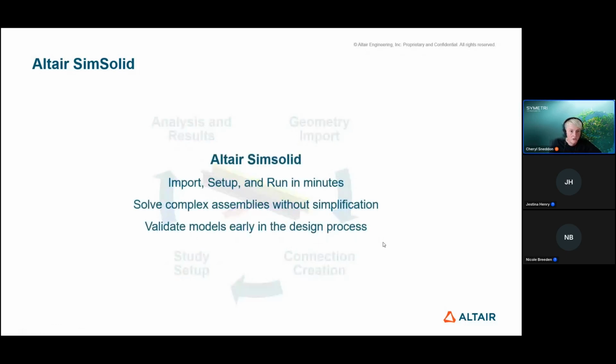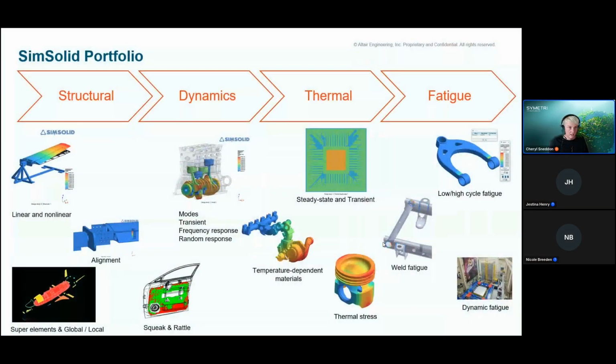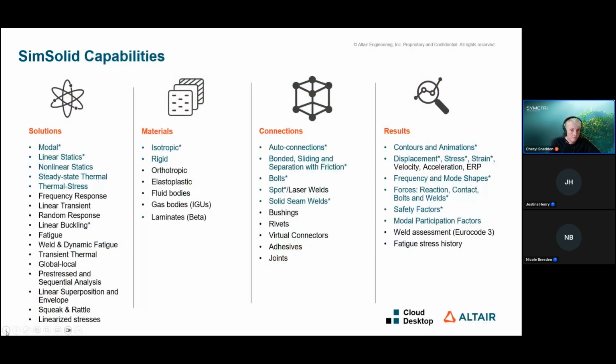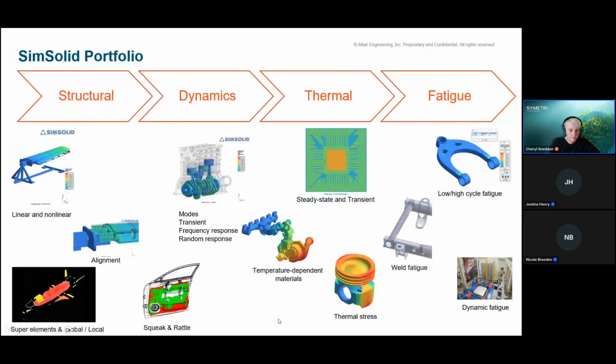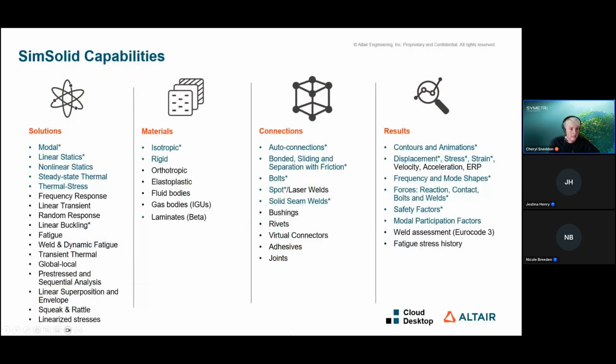So let's just quickly run through some of the capabilities. This is the portfolio of what SimSolid can produce. We can see we've got structural, dynamic, thermal, and fatigue, and these are the types of capabilities. We can see the solutions: modal, linear statics, non-linear, the materials, connections, and results.